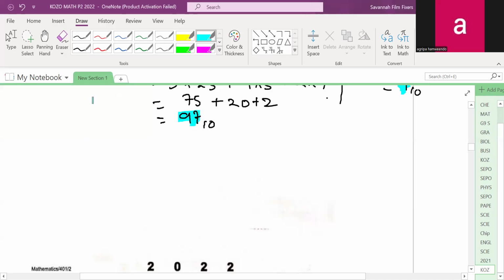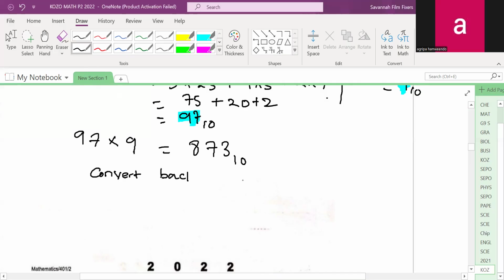So we'll say 97 times 9. Evaluate this slowly on your own. When I send this past paper, it would be 873 base 10. So all we have to do now is convert this back to base 5. Convert back to base 5. And it will be much easier because we'll be dividing by 5 throughout.